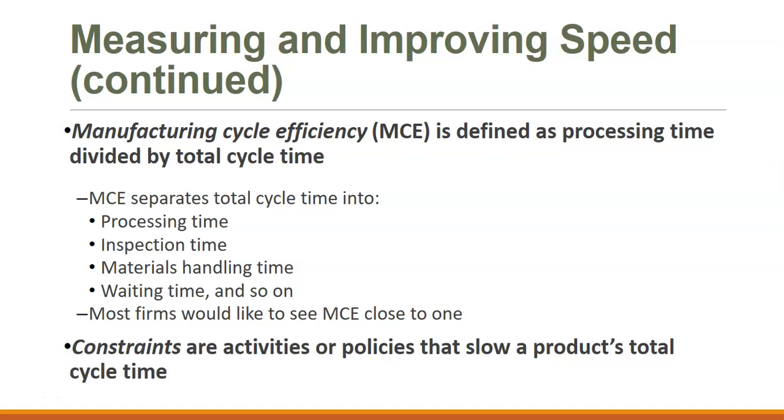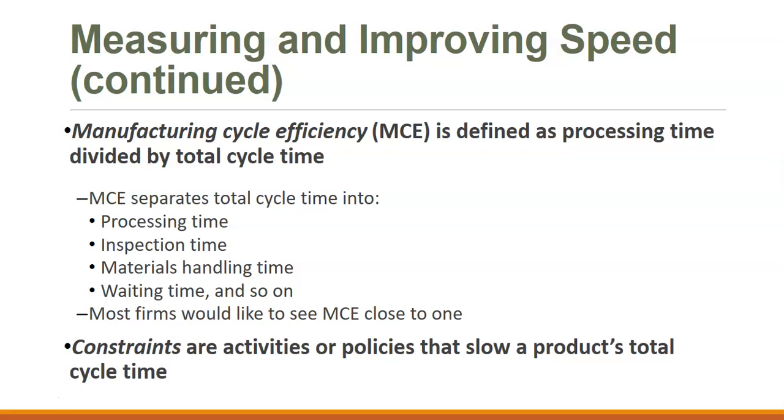So our manufacturing cycle efficiency is the processing time divided by total cycle time. So this separates our total cycle time into processing time, inspection time, materials handling time, waiting time, and so on. We want to try to get our manufacturing cycle efficiency as close to 1 as possible.